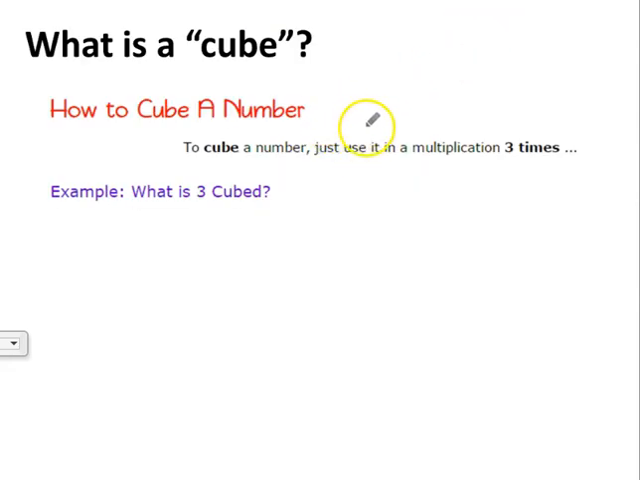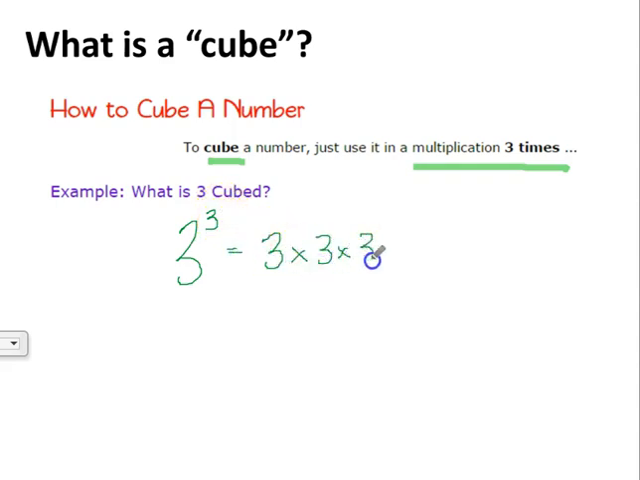All right, so let's do a little bit of review. What is a cube, or how do we cube a number? A cube is just a number multiplied by itself 3 times. So for example, what is 3 cubed? It looks like that, 3 to the 3rd. What that means is we take 3 and multiply it times itself 3 times. I know 3 times 3 is 9, and then 9 times another 3 is 27. So 3 cubed is 27.